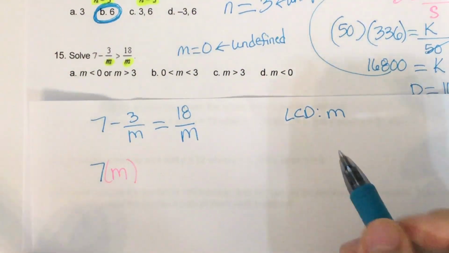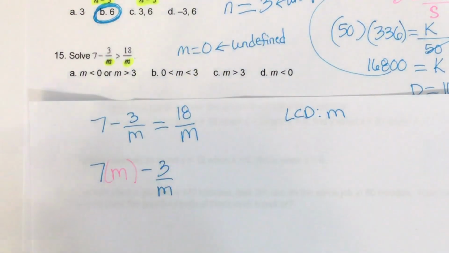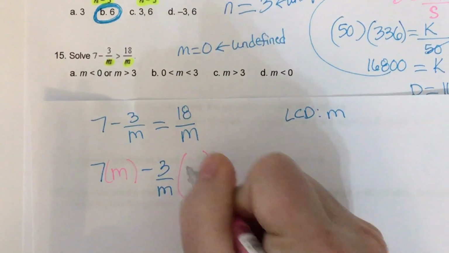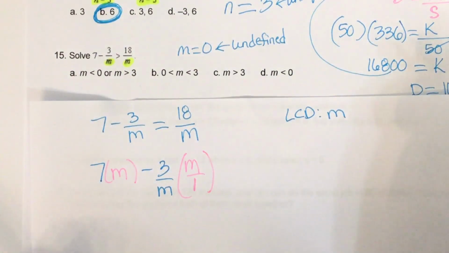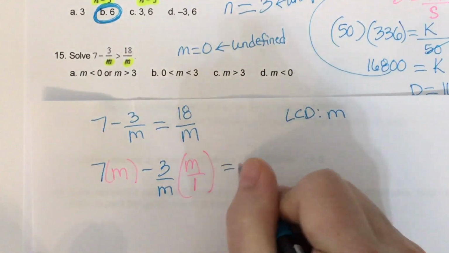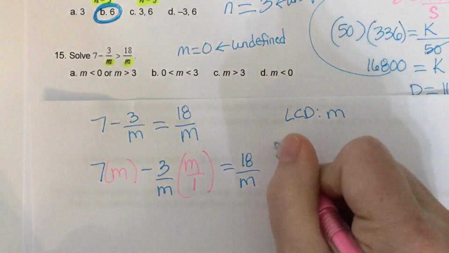I'm going to recopy my minus 3 over m. And I'm going to multiply that with my least common denominator, which is m. And then I'm going to recopy my equals 18 over m. And I'm going to multiply that with my least common denominator.